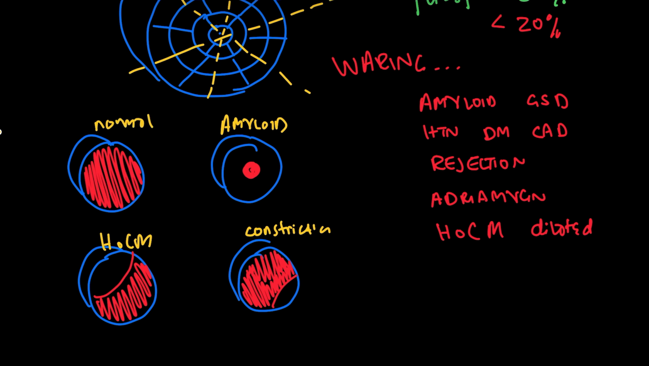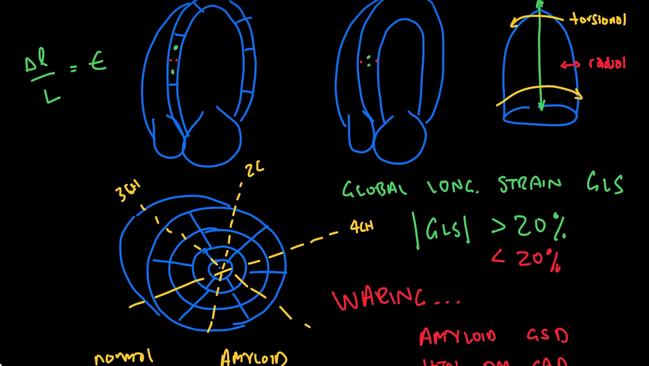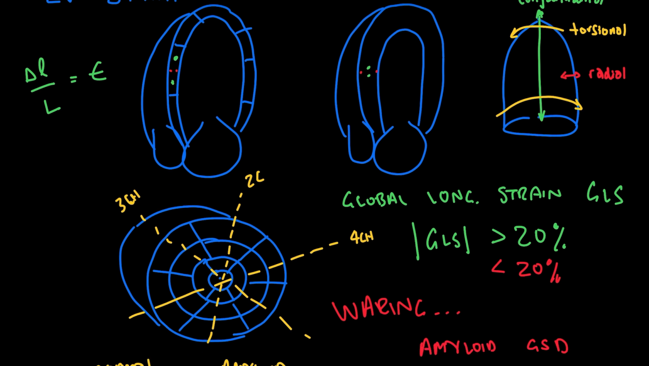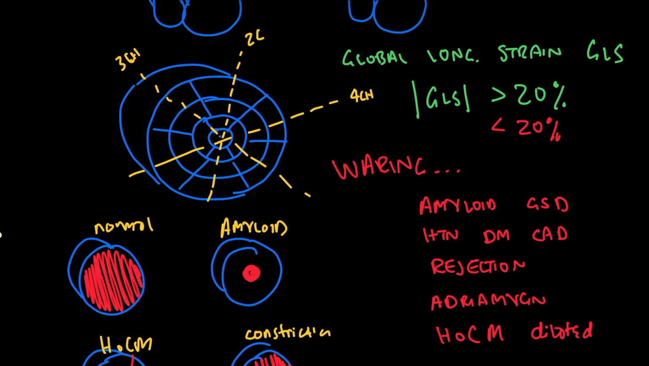So again, strain and the strain pattern can be very helpful to give us a warning that something may be abnormal before the ejection fraction becomes abnormal. And global longitudinal strain is the one that we most commonly use, although you can look at radial and torsional strain. And global longitudinal strain, negative 20%, or the absolute value should be at least 20%. When it's less than that, let's say negative 15%, negative 10%, even if the ejection fraction is normal, that can be a warning that there's something abnormal about this heart.